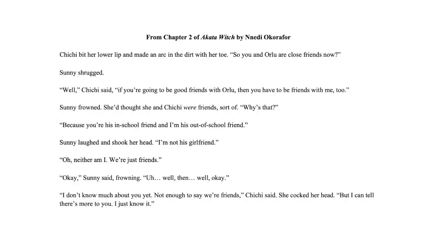Chi-Chi bit her lower lip and made an arc in the dirt with her toe. "So you and Orlu are close friends now?" Sunny shrugged. "Well," Chi-Chi said, "if you're going to be good friends with Orlu, then you have to be friends with me too." Sunny frowned. She thought she and Chi-Chi were friends, sort of. "Why is that?" "Because you're his in-school friend and I'm his out-of-school friend."